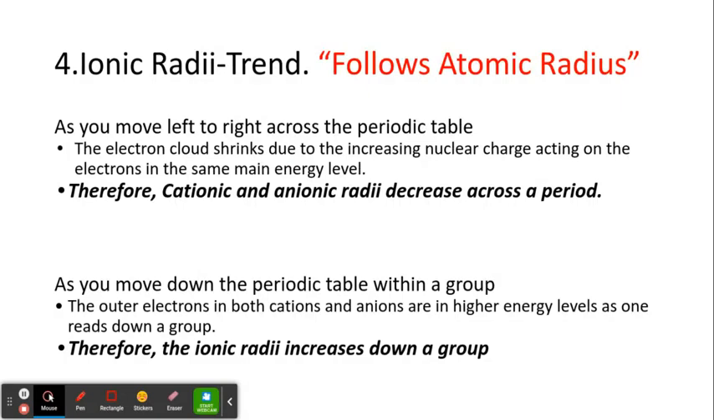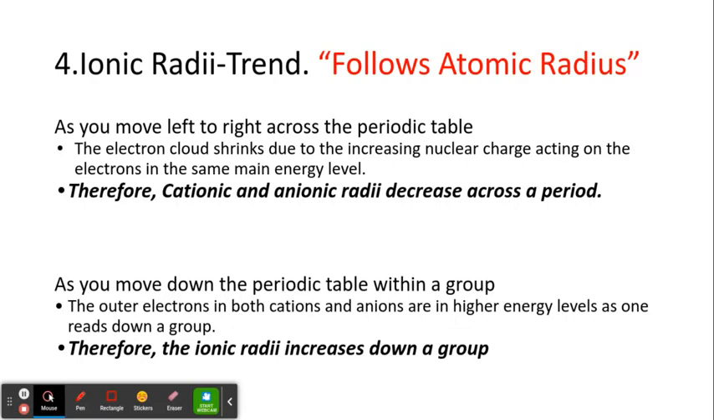So here are the trends for ionic radius they need to be familiar with. As you move left to right across the periodic table, the electron cloud shrinks due to the increasing nuclear charge acting on the electrons in the same main energy level. Therefore, cationic and anionic radii decrease across the period. As you move down the periodic table within a group, the outermost electrons in both cations and anions are in higher energy levels as one reads down a group. Therefore, the ionic radius decreases down a group.